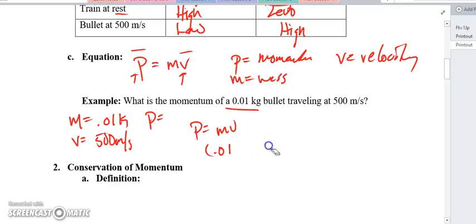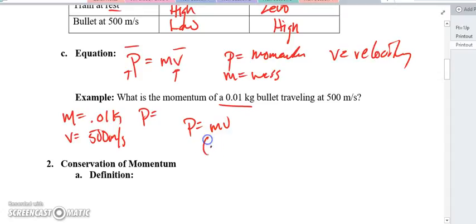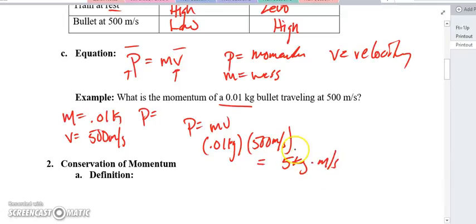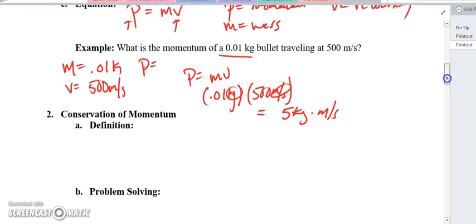And actually, I left out my units, so let me go back and put that in. 0.01 kilograms multiplied by 500 meters per second. And that would give us 500 kilogram meters per second. And the unit doesn't cancel out. There's nothing common here at all, so the units just don't cancel.